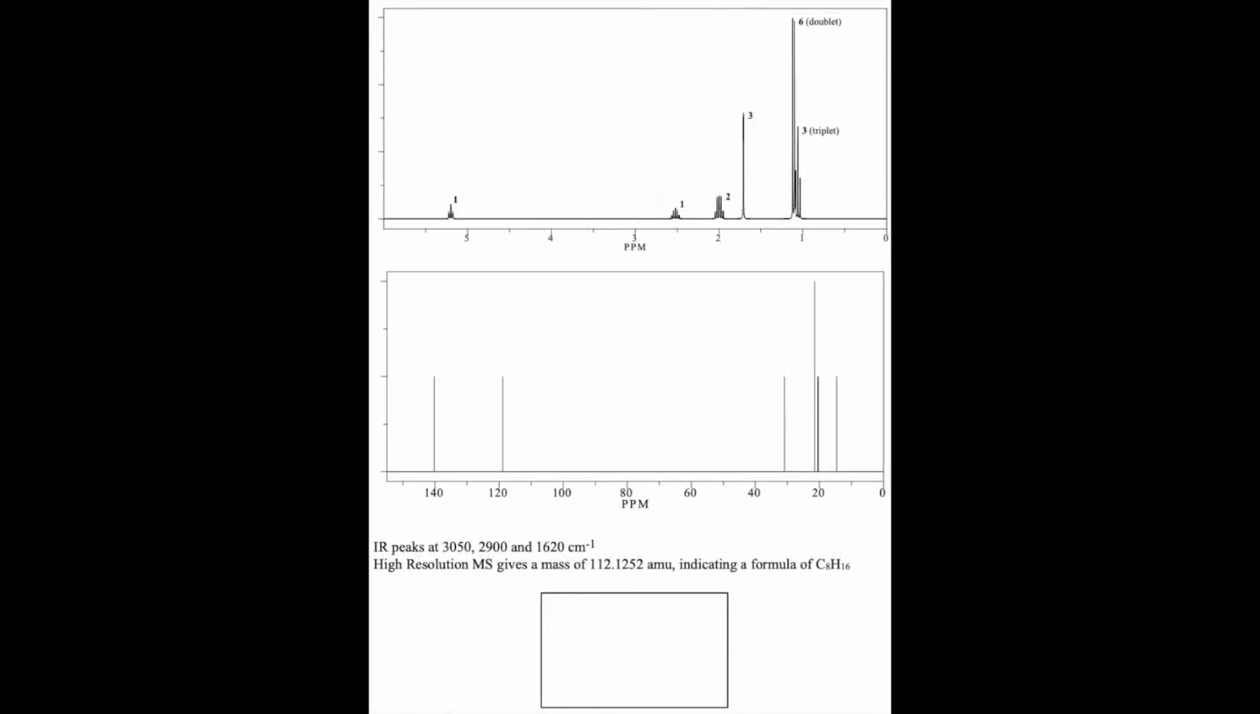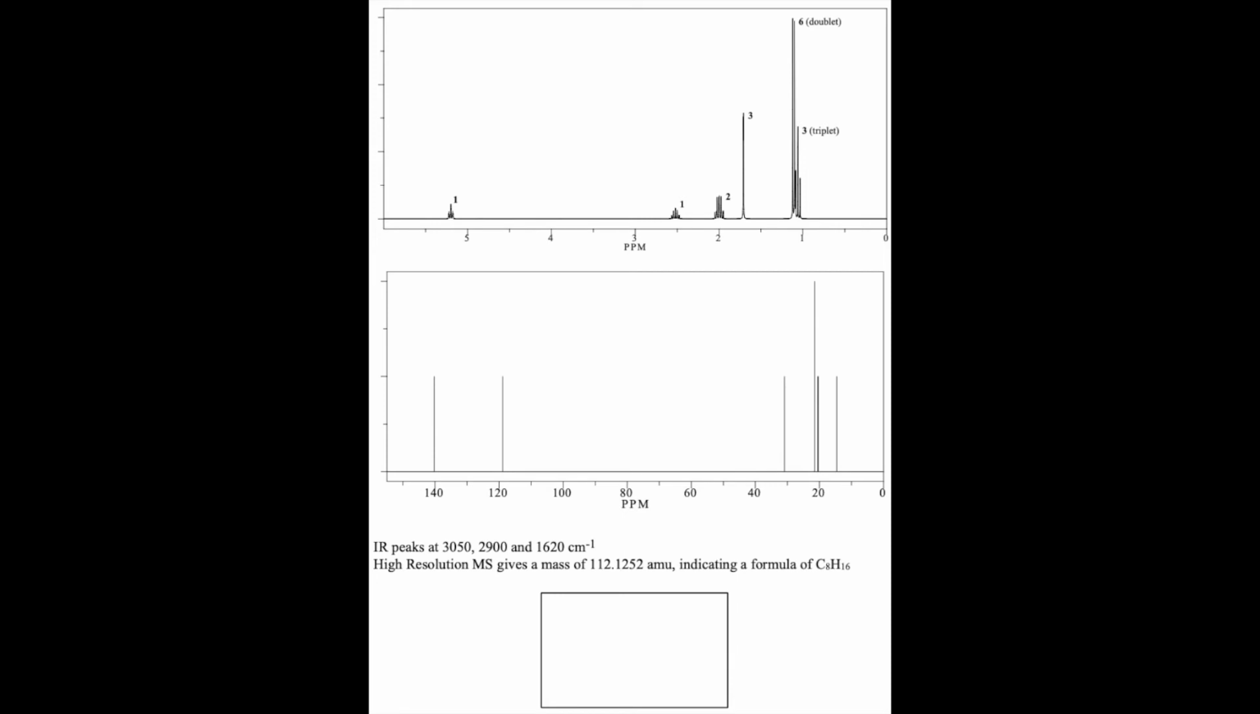Let's do another example. Again, we're going to start from the absolute simplest stuff, the stuff that's just not questionable. So in this case, we can see that the high-res mass spec will give us an exact mass of 112.1252, and chugging that through will give us a formula of C8H16. So here we've got 8 carbons, no heteroatoms, so no carbonyls, no ethers, no alcohols, no amines, no alkyl halides. Really just maybe a benzene or an alkene or an alkyne, or just a plain alkane.